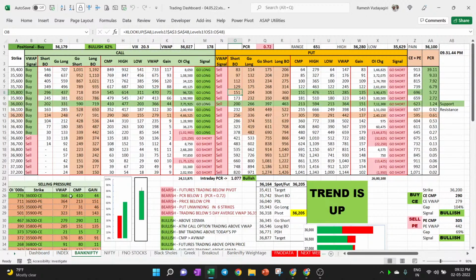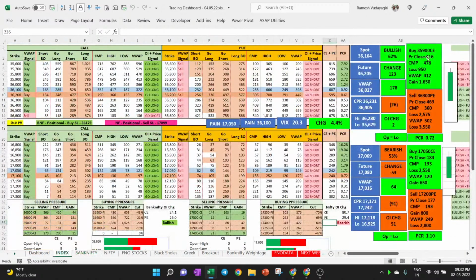For example, if you see today, one strike price is given here, the 35,900 call option. This will be for the entire day. One strike price will be mentioned here. This is what you have to focus on as an option trader. Whether you're an option buyer or seller, you have to focus on these two strike prices only: the 35,900 call option and the 36,300 put option.